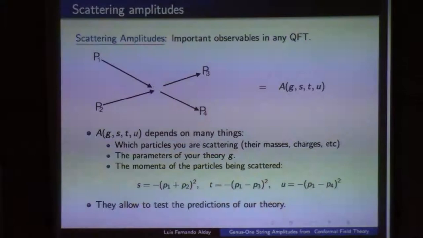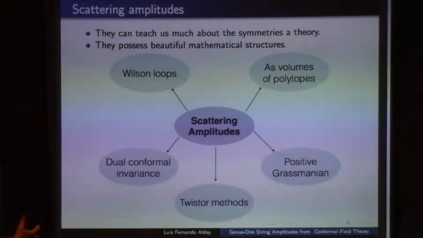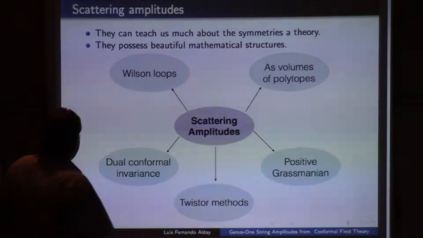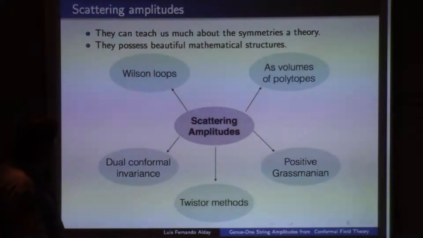More abstractly, it turns out that scattering amplitudes can teach us a lot about the symmetries and properties of a theory. Many properties that may not be at all obvious just from looking at the Lagrangian of your theory, once you compute scattering amplitudes, you start seeing a lot of beauty in this. Over the last years, we have seen relations between scattering amplitudes and, as has been mentioned today, Wilson loops, volumes of polytopes, the Grassmannian, etc. There has been a lot of advance on these things, and I am not going to talk about this, but it's interesting.